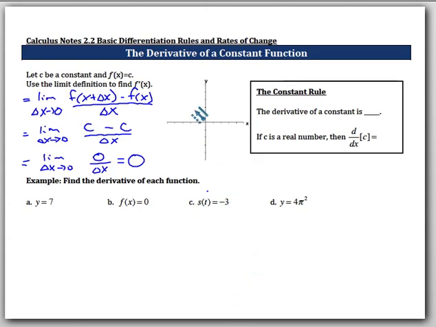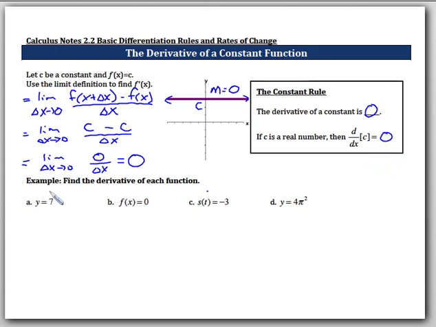Now another way we can think about it, what does the graph of a constant function look like? Well, it's a horizontal line. And we know that the derivative is the same thing as slope. So what's the slope of our horizontal line? Well, it's 0. So the derivative of any constant function, c, is going to be 0. And that is our constant rule. And here you can see it more formal. If c is a real number, then the derivative with respect to x of c is 0.